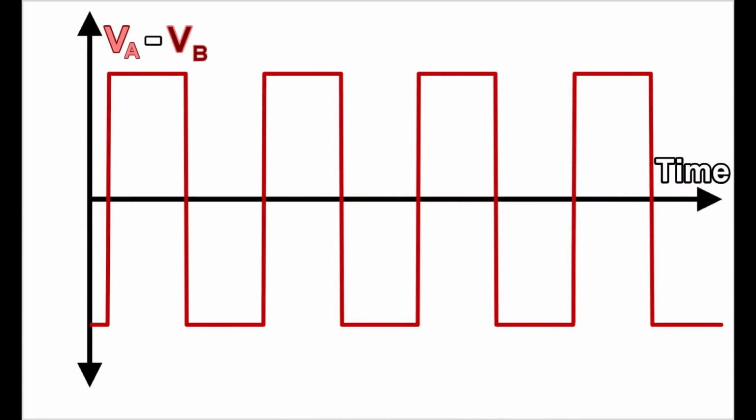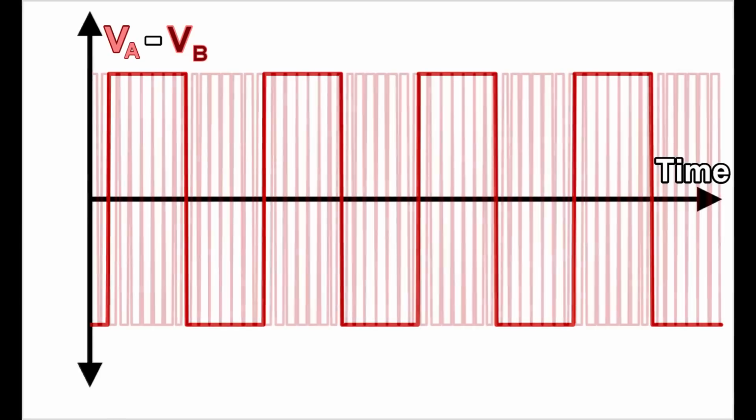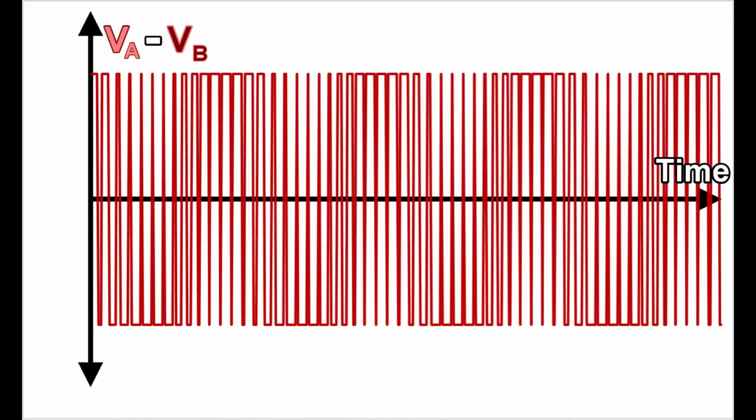Let's change how we switch the transistors so that the difference between VA and VB as a function of time instead looks like this. The inductor acts like a low-pass filter, causing the current through the light bulb to look very similar to a sine wave.